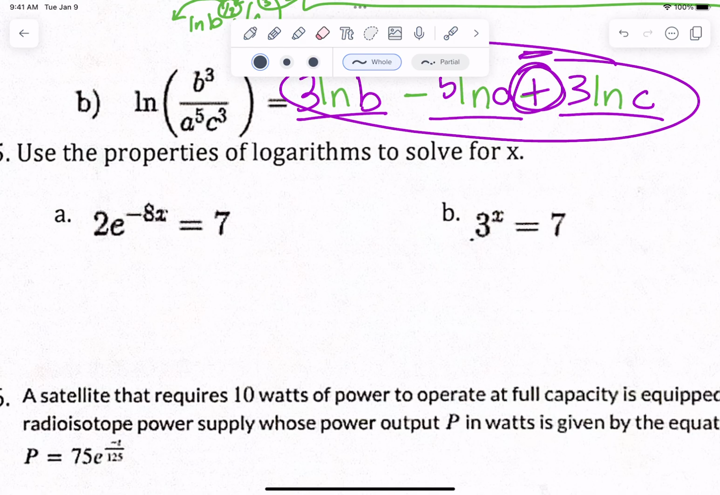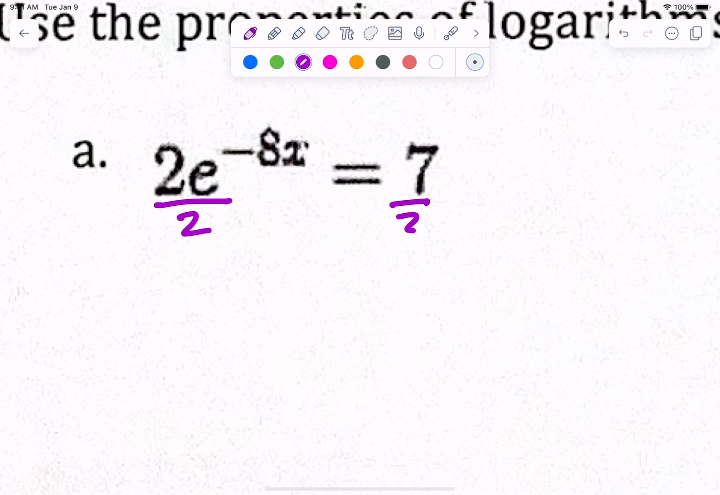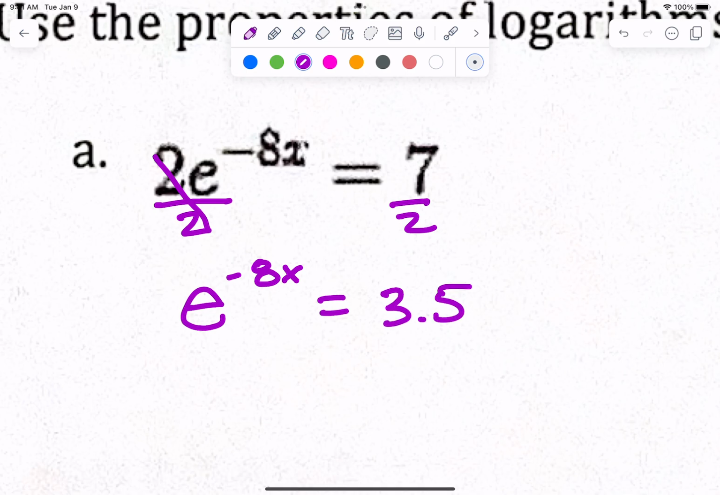Why do you say ooh? What will you do first on A? I want to get rid of the 2. Divide by 2. You put negative 8x divided by 2. Okay, so e to the negative 8x equals 3.5.